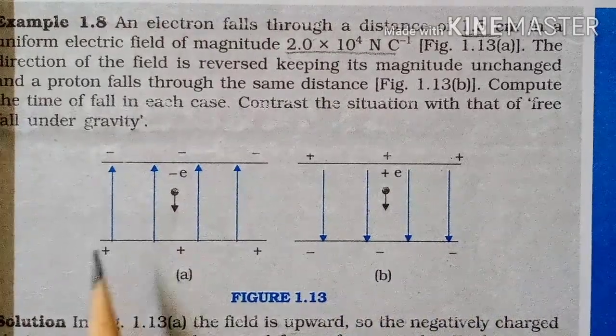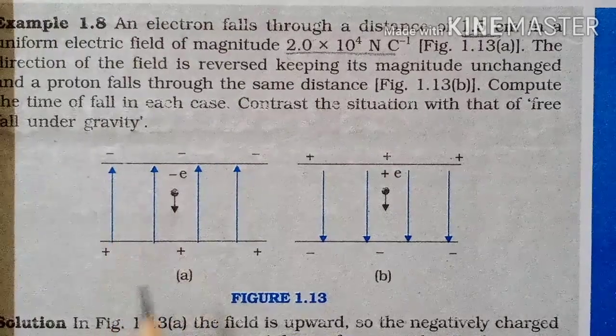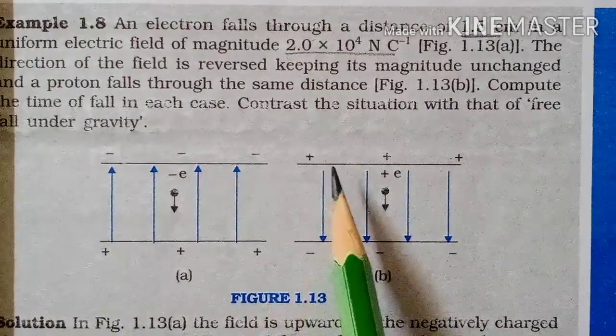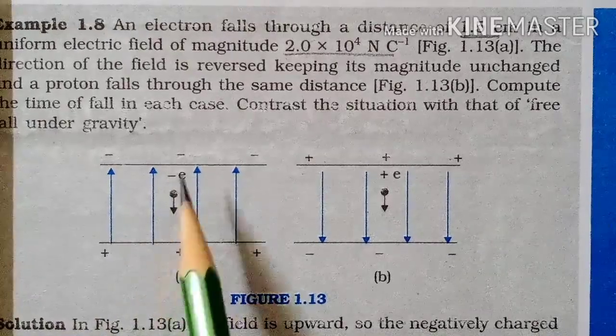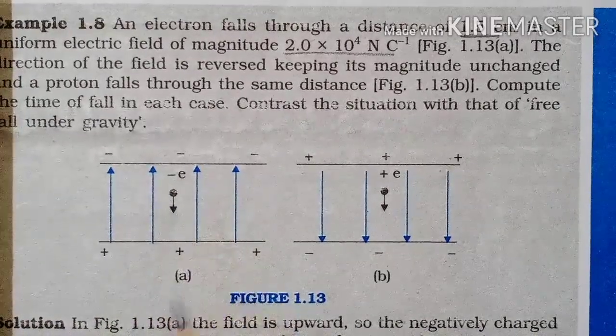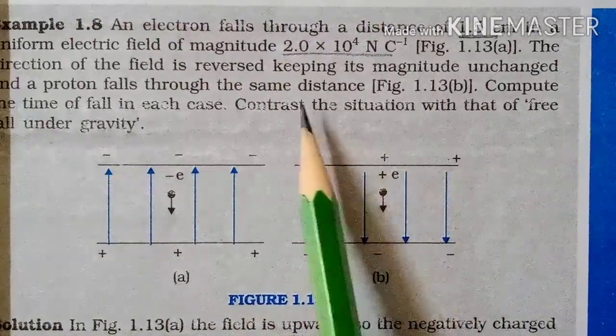In first figure, direction of electric field is in upward direction. In second figure, direction of electric field is in downward direction. In first figure, electron falls in downward direction. In second figure, proton falls in downward direction.